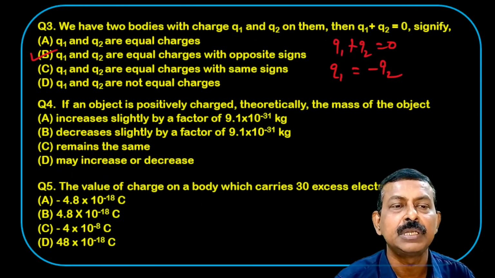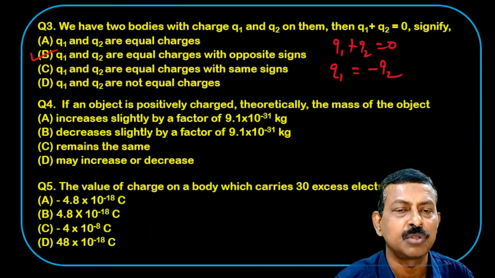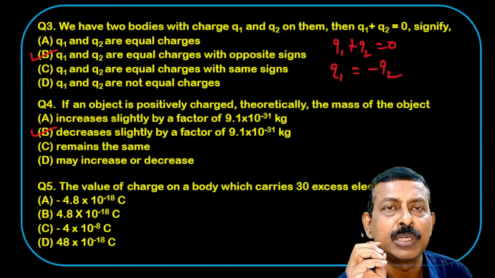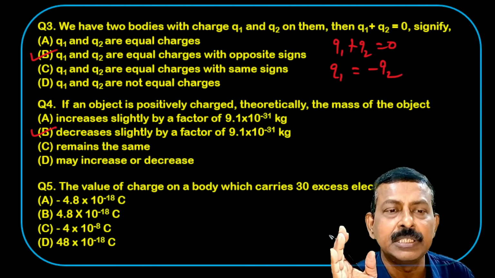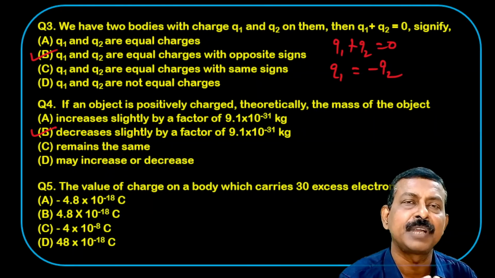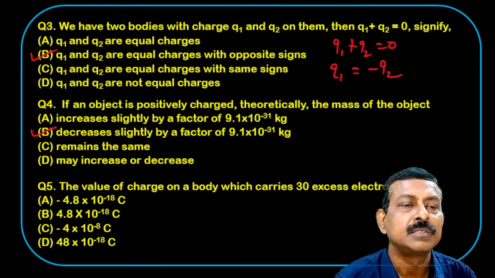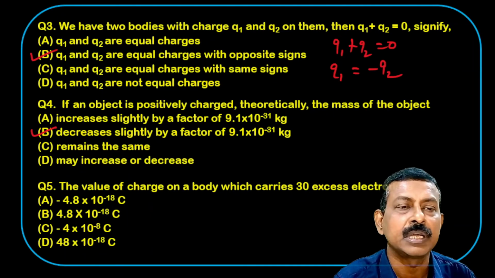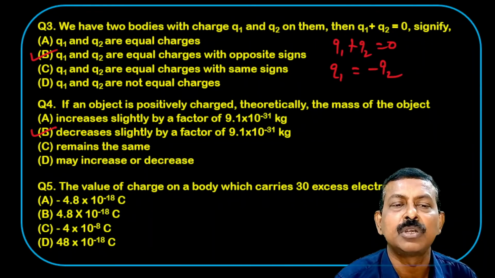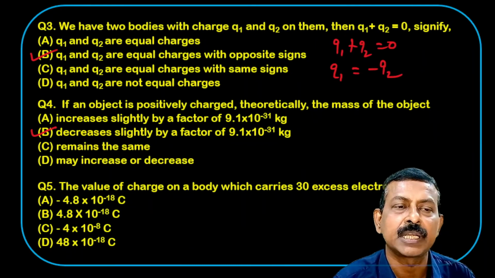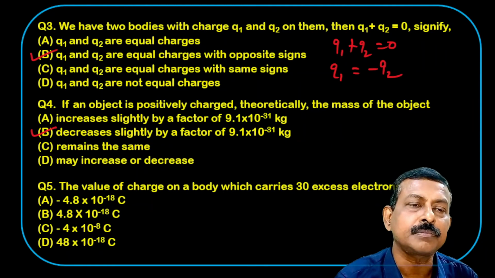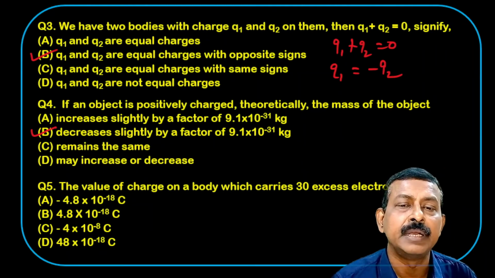So the first option, it increases slightly by a factor, is not correct. Decreases slightly by a factor of 9.1 into 10 to the power minus 31 kg, this is the correct one, because the mass of the electron is 9.1 into 10 to the power minus 31 kg. So it will decrease by a factor of this depending upon how many electrons have been lost by the body. Third option, remains same, is not correct. And the fourth one, may increase or decrease, is also not correct. So the second one is the correct option. Let's now take the next question.